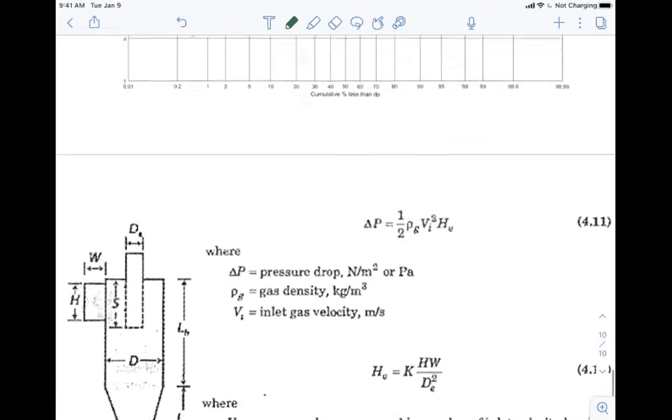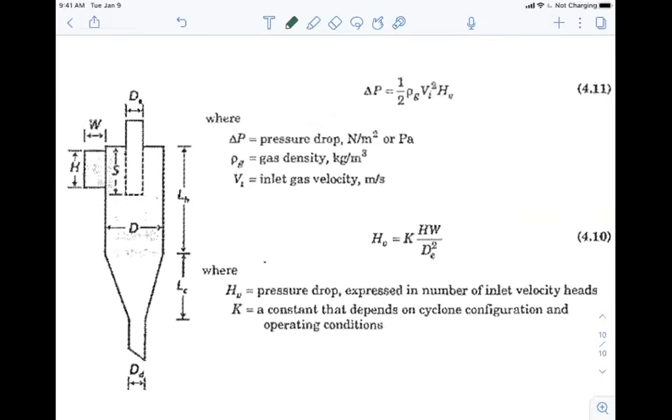So let's get to the end of the cyclones. As we said, one disadvantage is that it has a pretty high pressure drop. Here this equation gives you the pressure drop of the cyclone system. It depends on the gas density, which, although pretty small, still affects the pressure drop. The inlet velocity, VI, we calculate based on Q divided by H multiplied by W. And it also depends on the HV here.